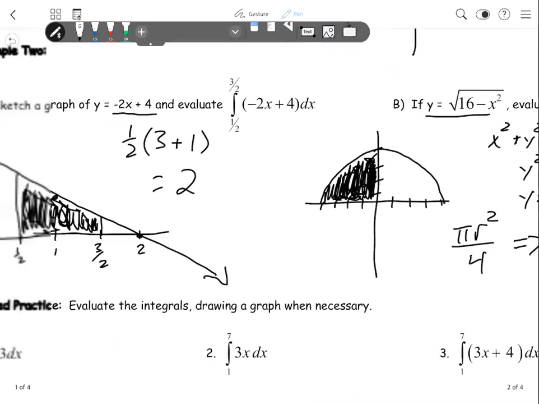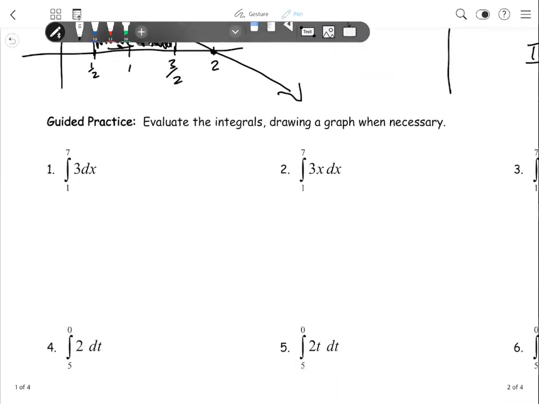Well, let's take a look at some of the guided practice here where we evaluate the integrals and draw a graph if necessary. So I have the integral from 1 to 7 of 3 dx. So this is just like the first example that I did. I have a constant, so this is going to make a rectangle. The width of my rectangle goes from 1 to 7, so my width is 6. My height is 3. Therefore, the value of this integral will be 18.